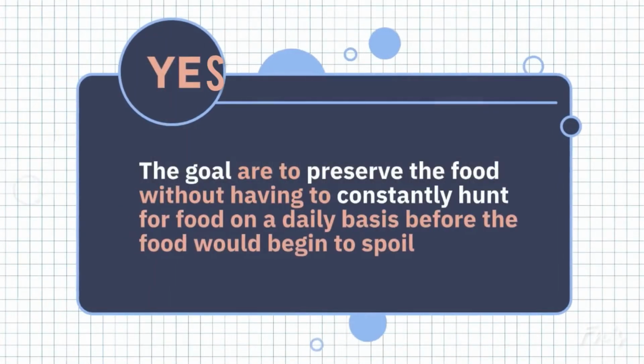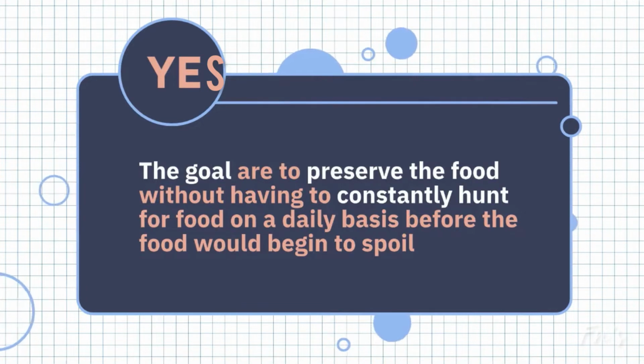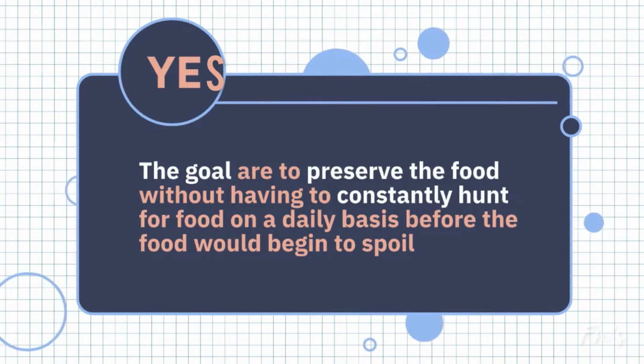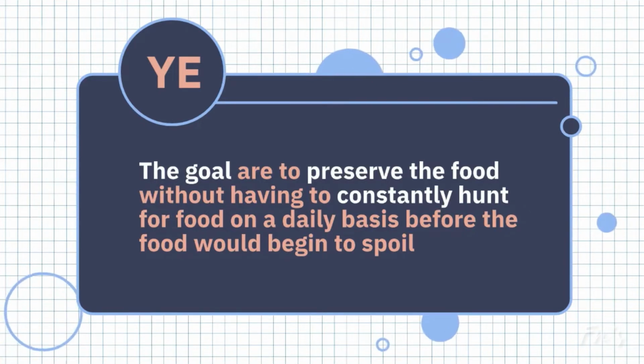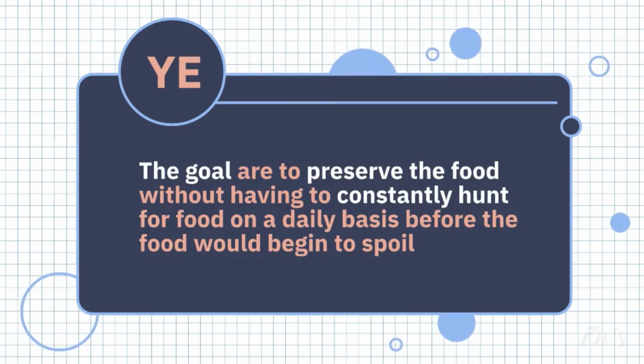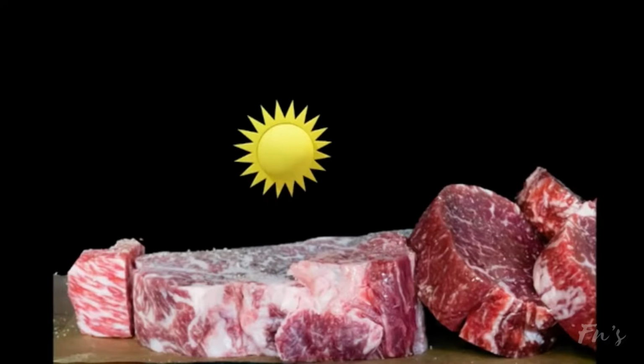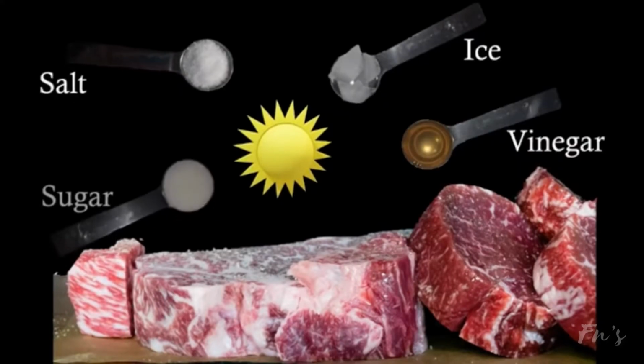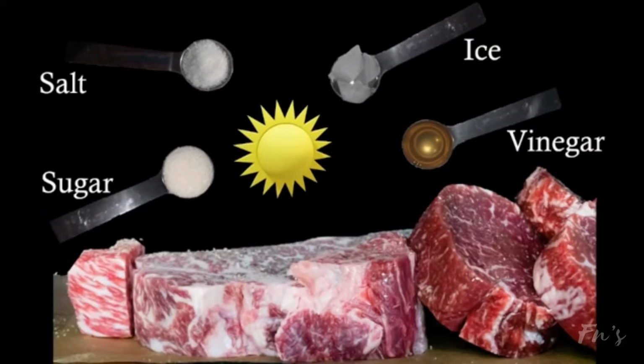Additives to preserve food have been around for centuries, long before technologies. Yes, the goal is to preserve the food without having to constantly hunt for food on a daily basis before it began to spoil. Back then, there was the sun used for drying, ice for freezing, vinegar, salt, sugar, and the combining of these in several techniques.